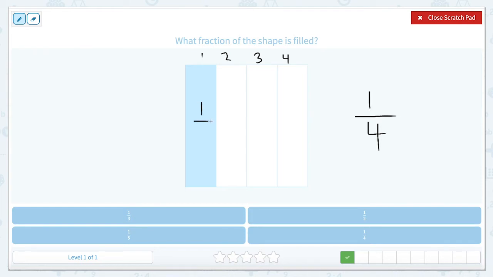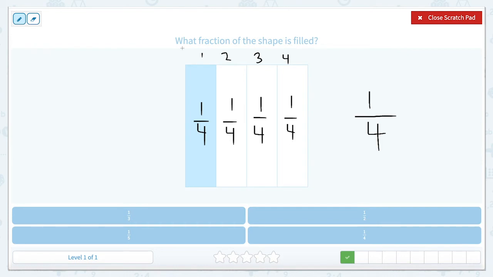So this piece is worth one fourth. This piece is worth one fourth. This piece is worth one fourth. And this piece is worth one fourth.